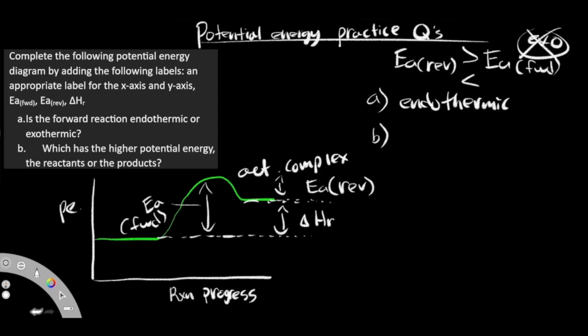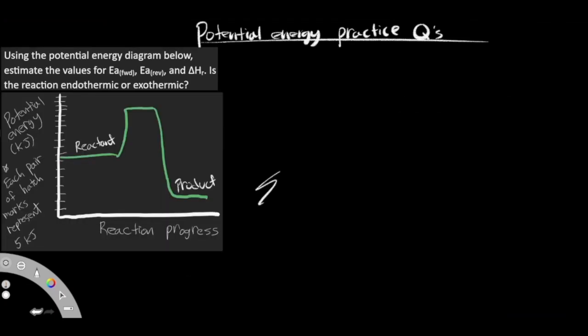Next we have B. Which has the higher potential energy, the reactants or the products? We can tell based on our metric here for potential energy, our products are much higher. So products is going to be the answer for that. All right, our next question. Use the potential energy diagram below. Estimate the values for EA forward, EA reverse, and delta HR. We have our reactant, we have our product.